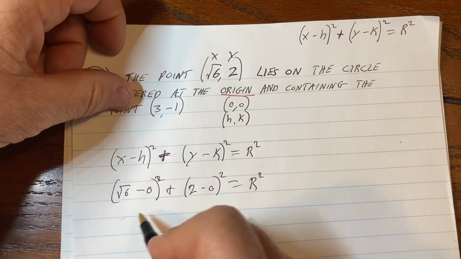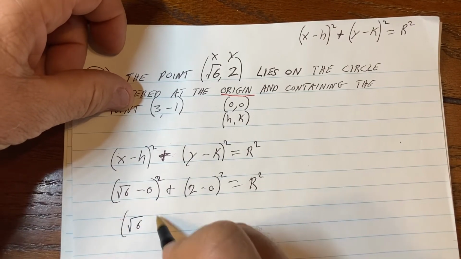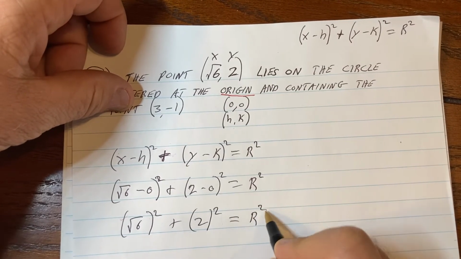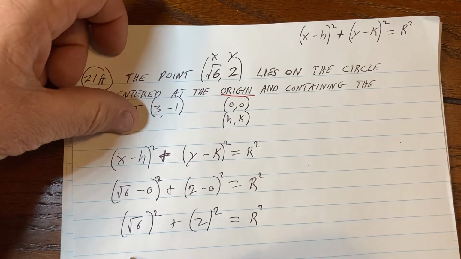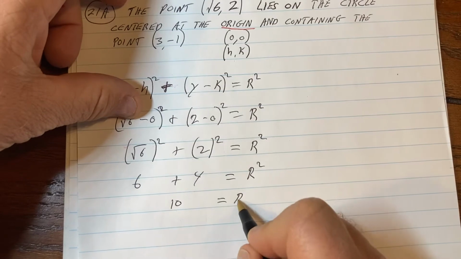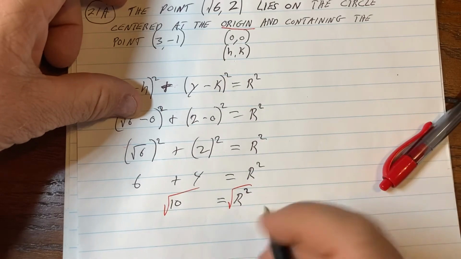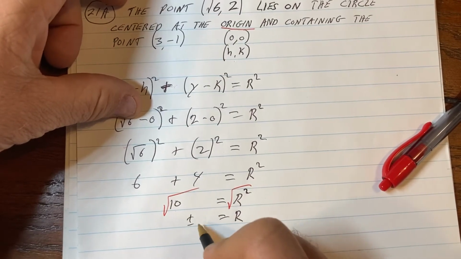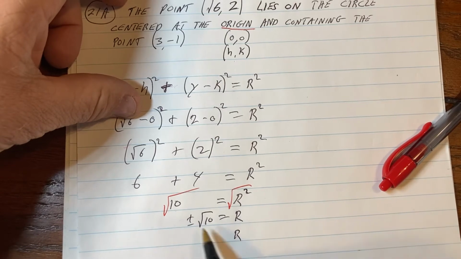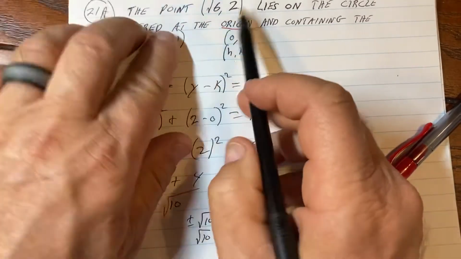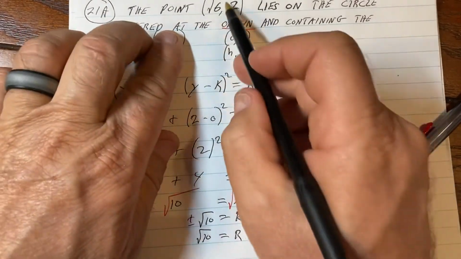Square root of 6 minus 0 is just square root of 6. 2 minus 0 is 2, equals r squared. Square root of 6 squared is 6. 2 squared is 4. This is going to be 10. So r squared equals 10. That means r can't be negative because it's a radius, so r in this case is square root of 10, using just this step.